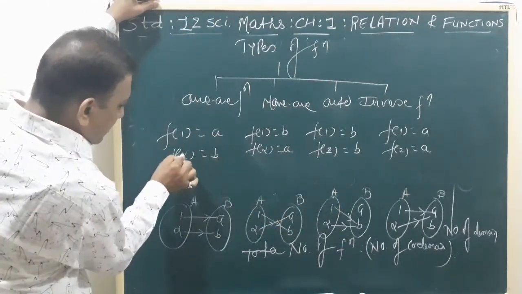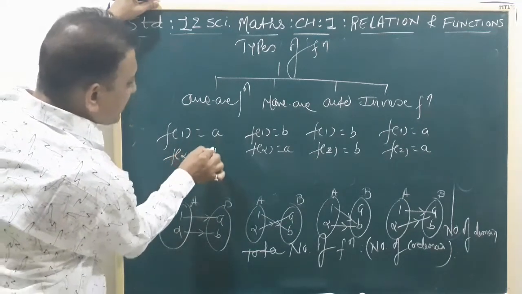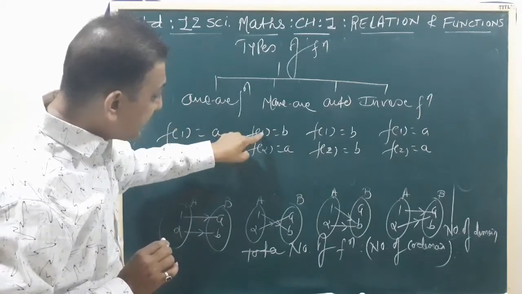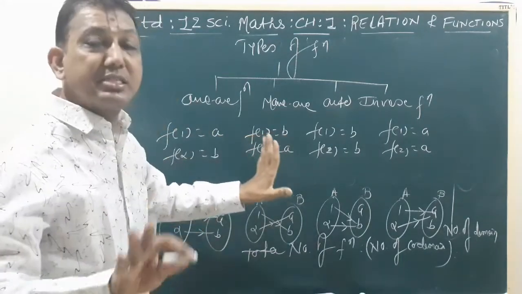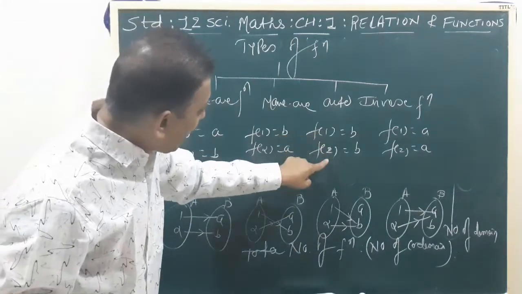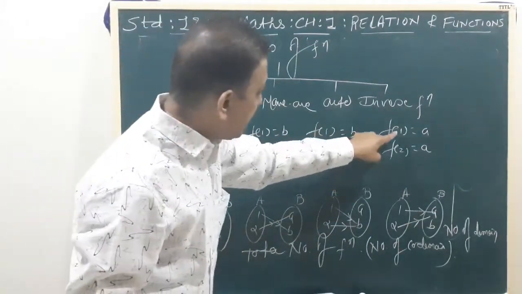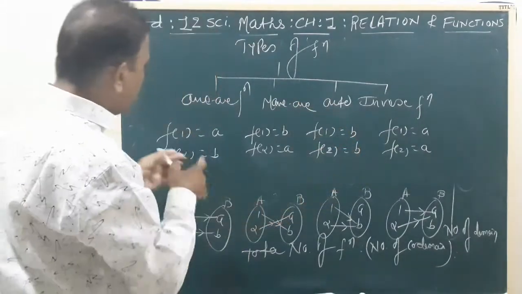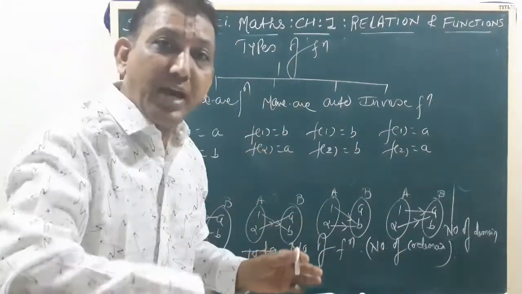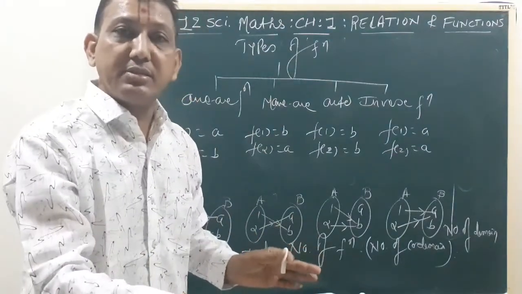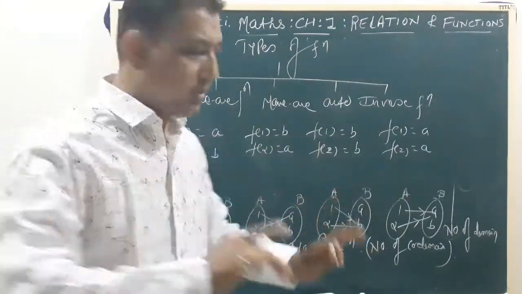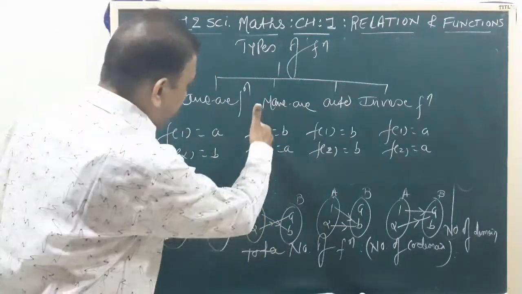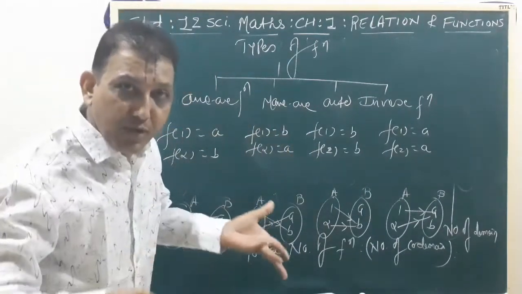Look here: different value and different answer. Again, different value, different answer. But here, different value but same answer. So our concept is one value, one answer. That means different value, different answer. It is called one-one function.